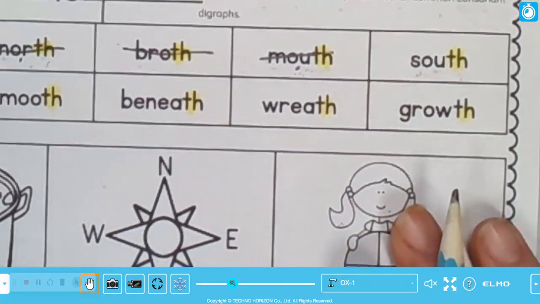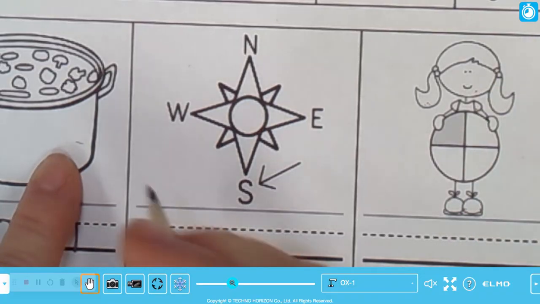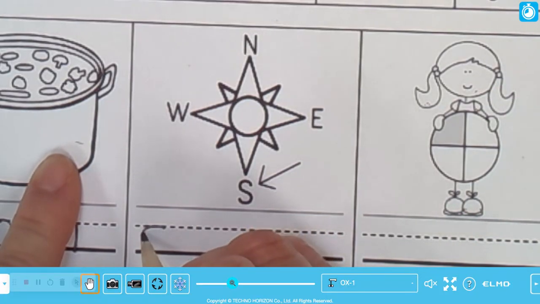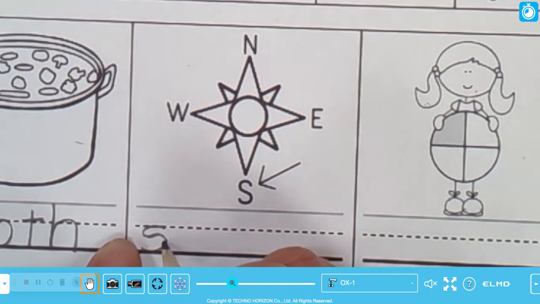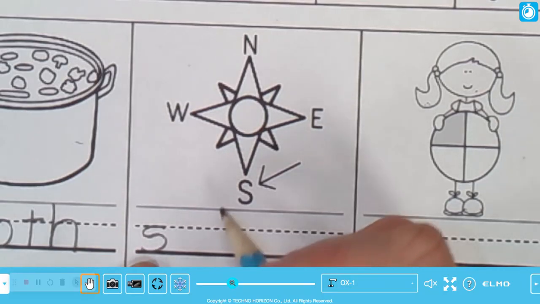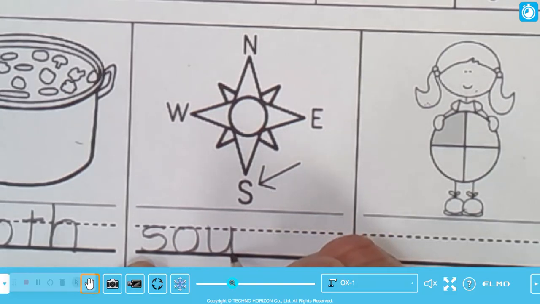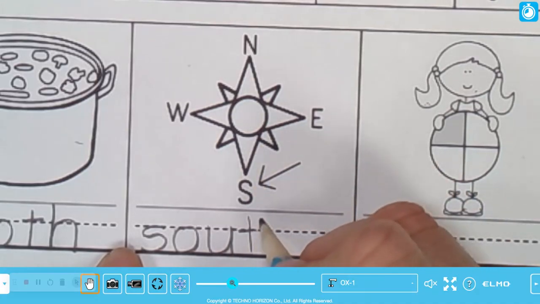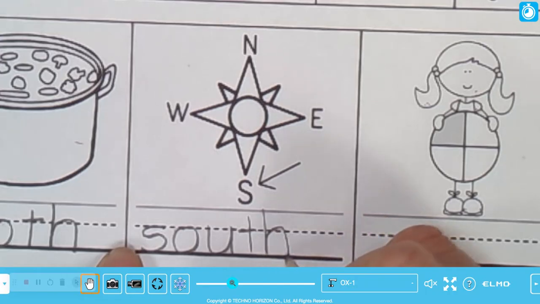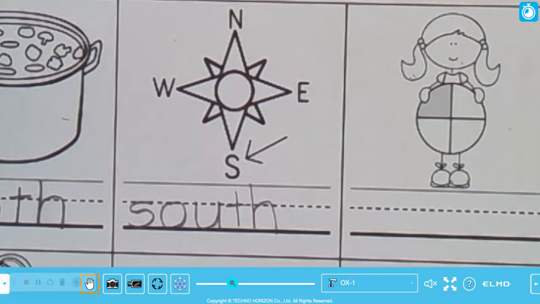South. So let's find the word south. There it is, right here, south, and write it down right here. Like a snake. And then ow, which is O-U together. Out. Okay, out. Go ahead and write it down.